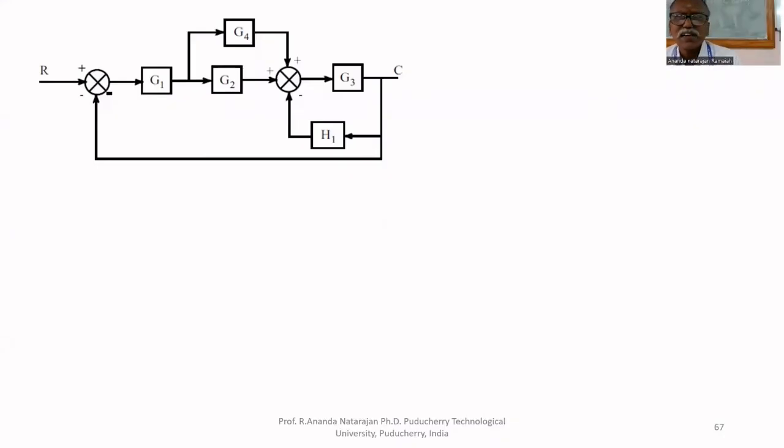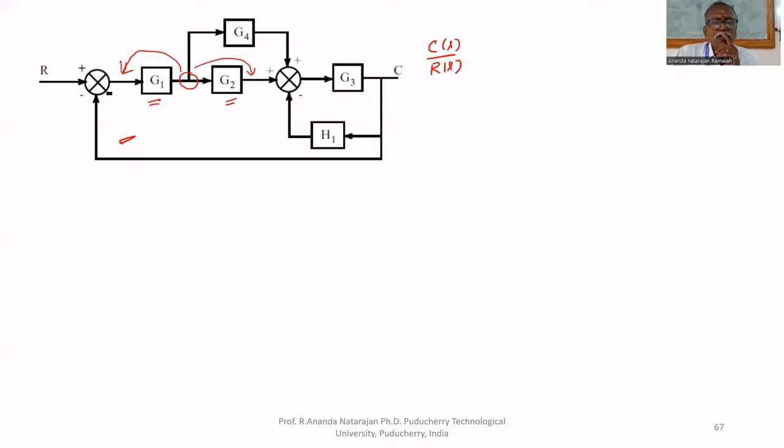Obtain the transfer function C of S upon R of S using the block diagram reduction technique. In this case, we have to see the innermost part. The innermost part is this G1 and G2. But one takeoff point is there. That's why we cannot multiply these two. Either we have to move this to this side or this side.